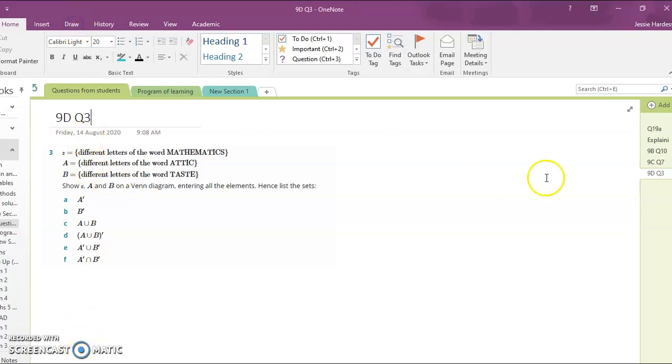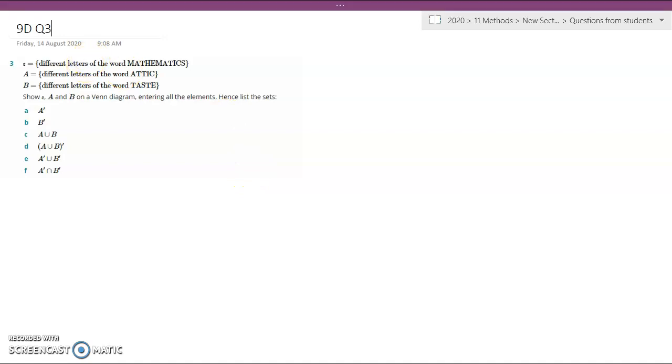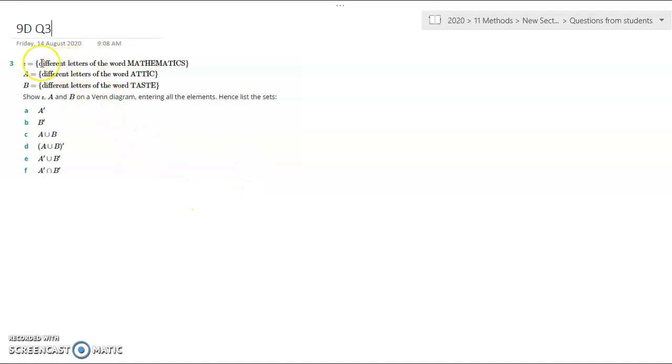All right, guys. As you can see here, we are doing question 9D, question 3. I'll just move that over. So, like I said, question 9D, 3A. So let's first analyze what the question's telling us.